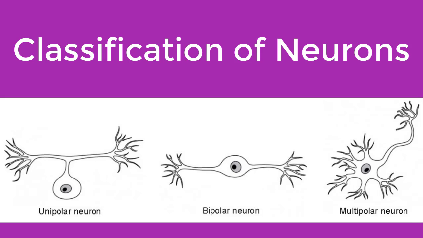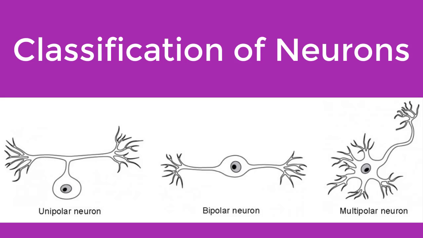The next one is the bipolar. Bipolar cells have two processes which extend from each end of the cell body, opposite to each other. One is the axon and one the dendrite.